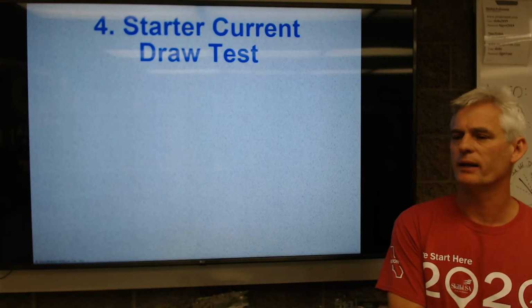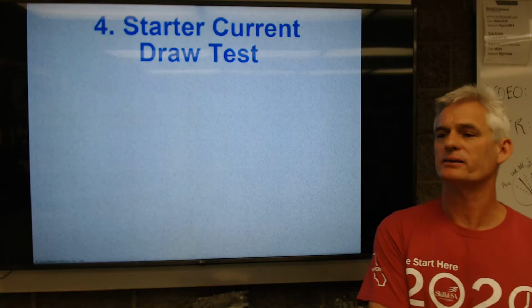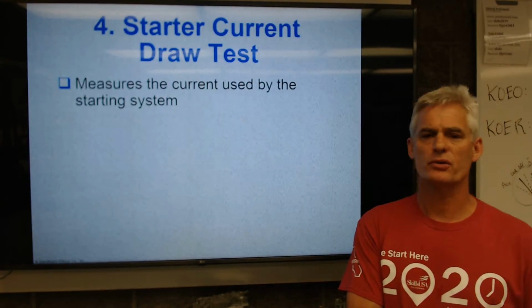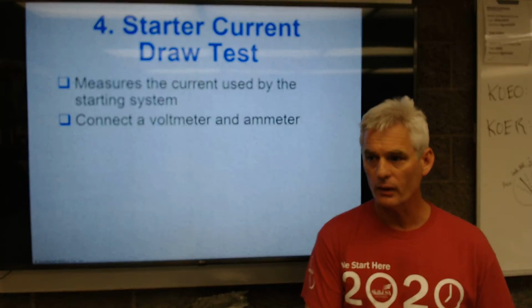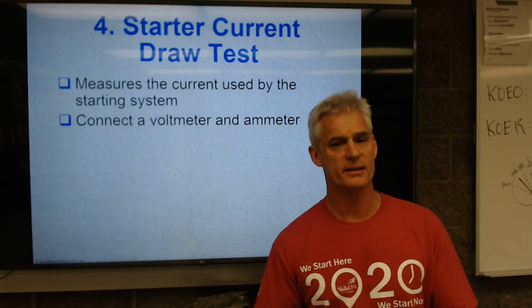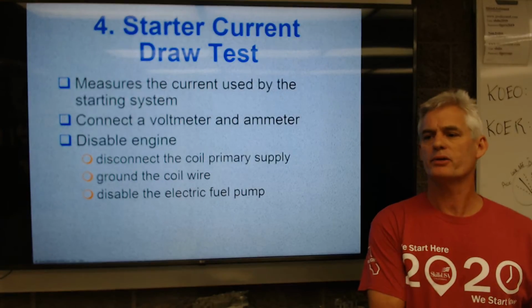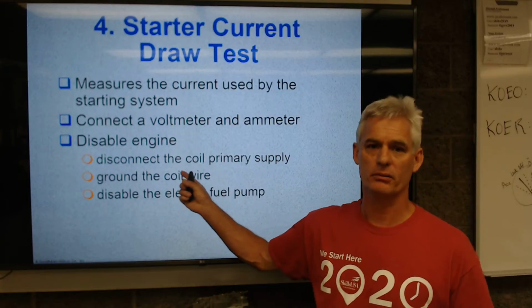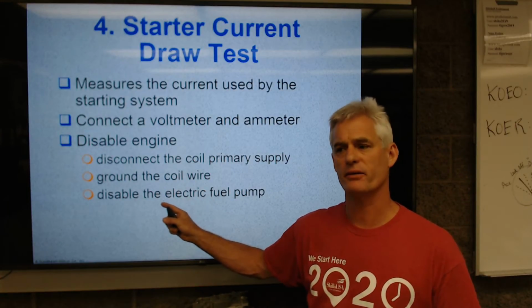One of the first things we want to do is a starter current draw test. This is going to measure the current that the starting system is pulling from the battery. We're going to connect both a voltmeter and an ammeter, or a tester that shows us both. And we're going to disable the engine. The best way to do it is by taking the fuse out for the fuel pump.